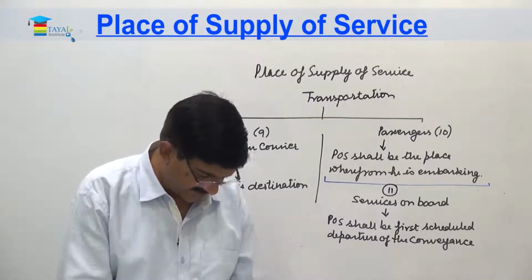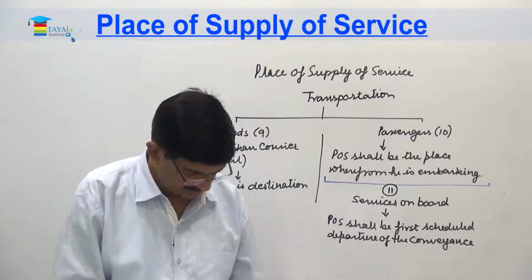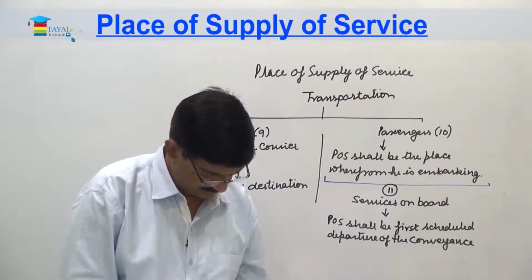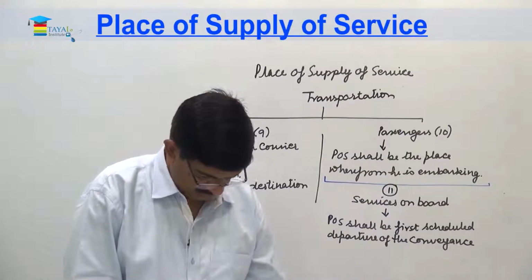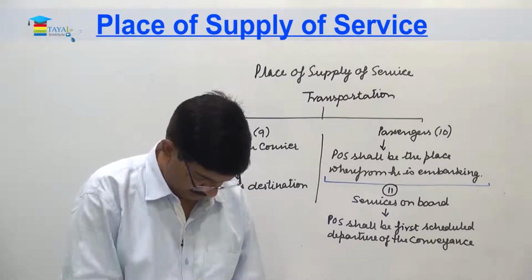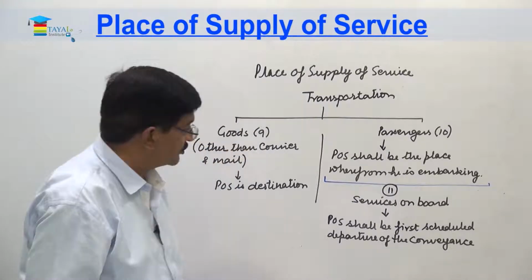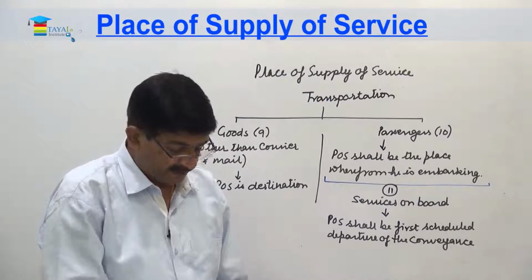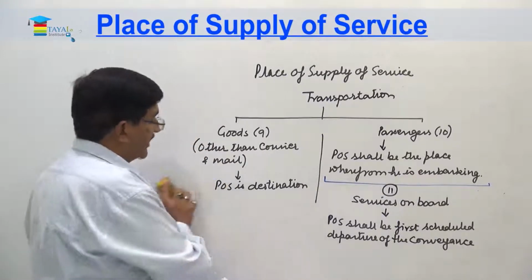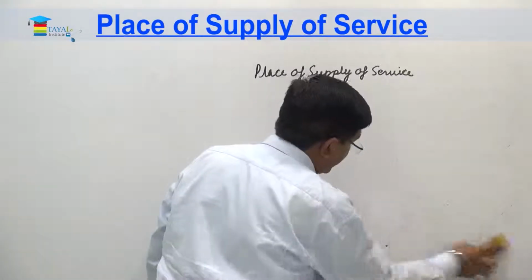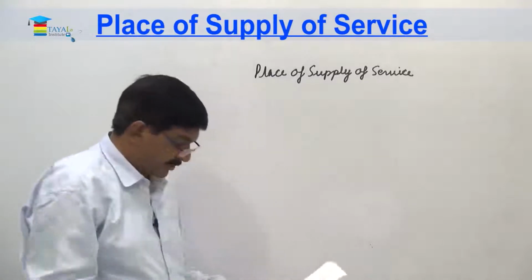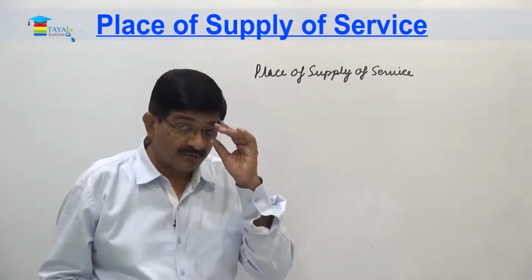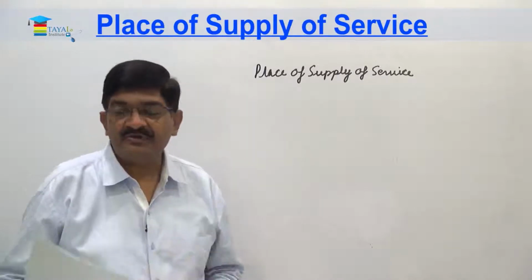And let me see if I'm missing anything. Subsection 12 by chance I was missing. So these are OIDAR services, and in case of OIDAR services, this may be important for you to understand. So this is subsection 12, OIDAR services. The place of supply of OIDAR services shall be the location of recipient. Now, how do we decide the location of the recipient?